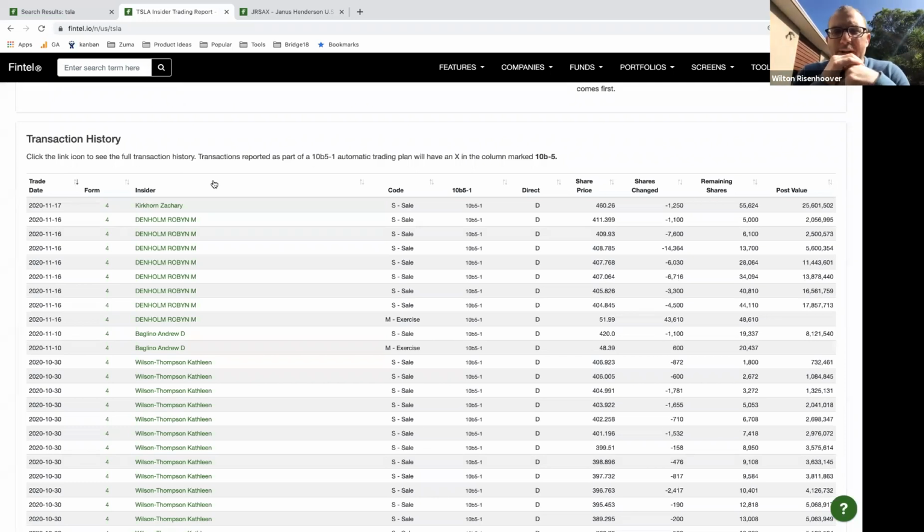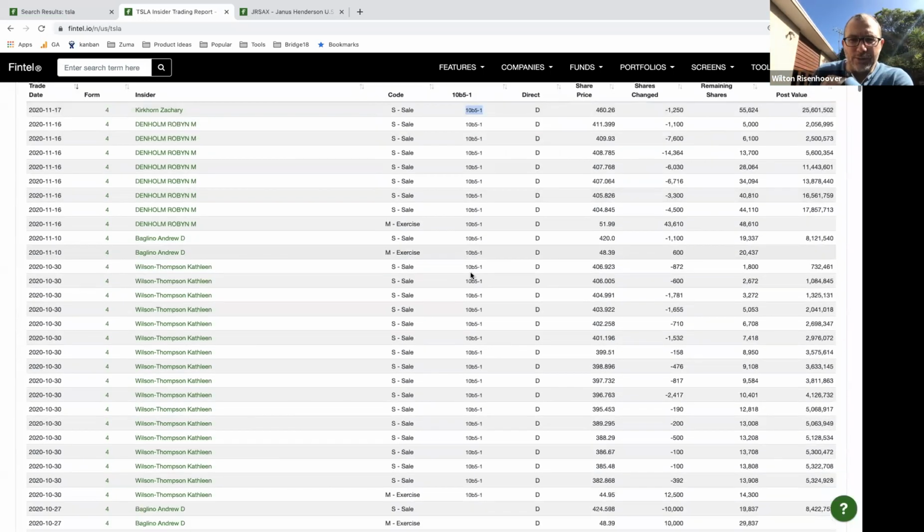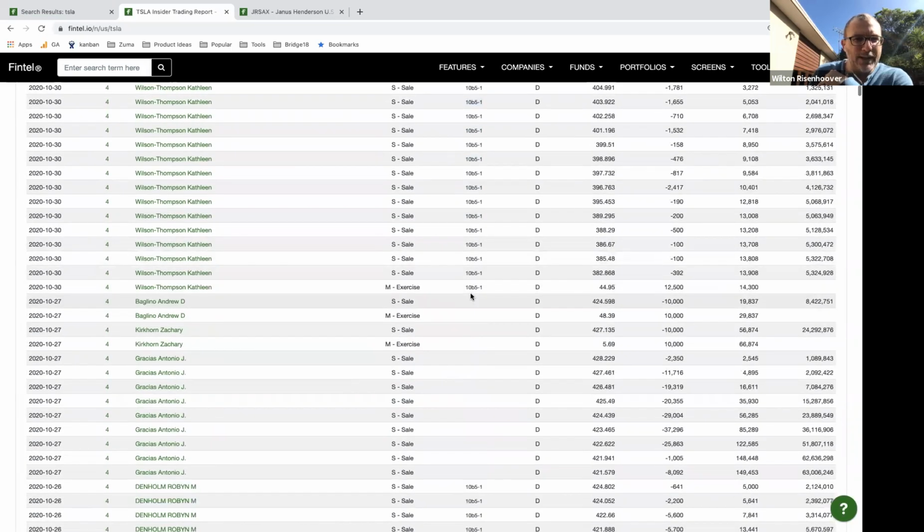I see a lot of people say that every trade has to be made in advance, planned out months in advance. That's not true, but you can plan them out months in advance. So Bill Gates is famous. He's selling millions of shares of Microsoft every month for the rest of his life. These are all 10b5-1 trading plan sales, and so the question you have to ask yourself is, is that important or not? Well, I mean, it could be.